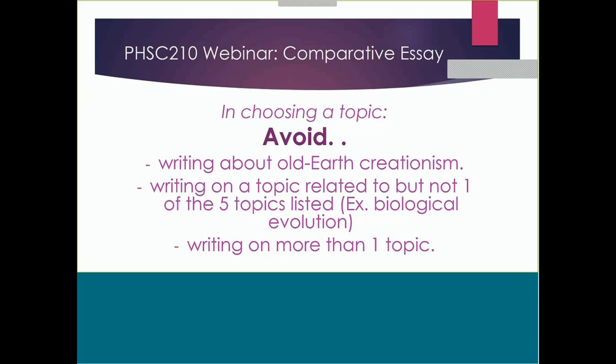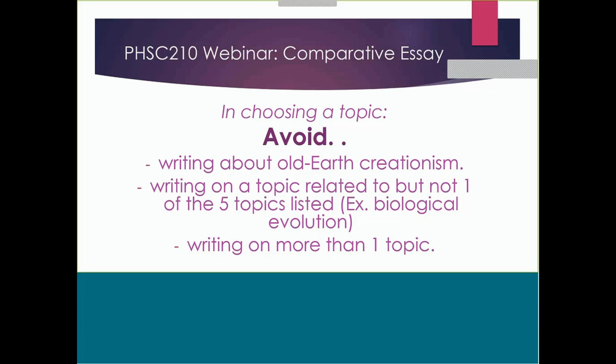Avoid writing on a topic related to but not one of the 5 topics listed. For example, biological evolution is related to this, but it's really not one of those 5 topics listed. It's very easy to start talking about biological evolution, and do species evolve, and what did Darwin see? But that's really not part of this. This is an earth science course, and biological evolution, of course, is dealt with in one of Liberty's biology courses. But here we're discussing geology, earth science, age of the earth, etc.